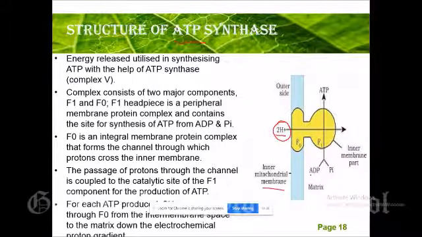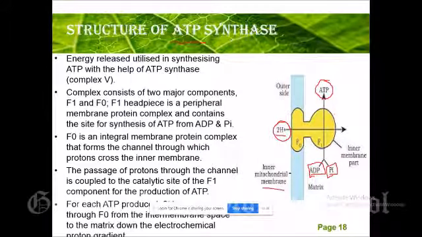Then what is happening? This ADP molecule, that is adenosine diphosphate, which has two molecules of phosphate, and one molecule of inorganic phosphate here. When they combine together, that releases the ATP, that is adenosine triphosphate. And this is the complete structure of the ATP synthetase, right?